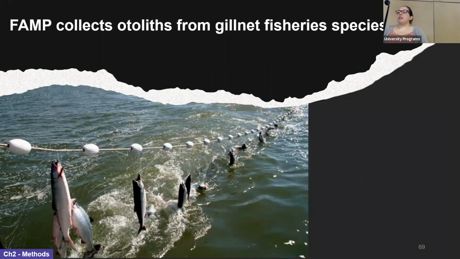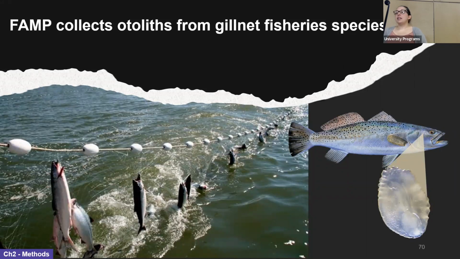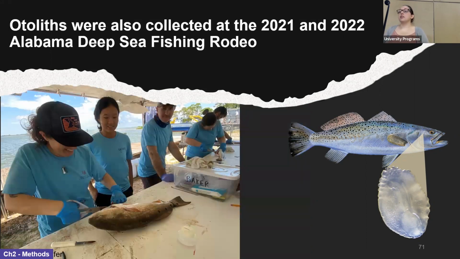The Fisheries Assessment and Monitoring Program collects monthly gillnet samples, and they collect otoliths from many sport fish species in these samples to assess age and growth. That FAMP program started pulling otoliths in the year 2000, so we currently have an otolith collection ranging from 2000 to 2017. We also collected otoliths from the Alabama Deep Sea Fishing Rodeo. In 2021, we took speckled trout otoliths, and this year we took otoliths from both speckled trout and red drum.